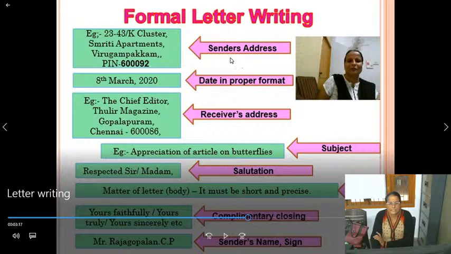First of all, sender's address. Sender's address means the one who is sending the letter. That means I am sending, so I have to write my address in my letter. First of all, I have to write my address.